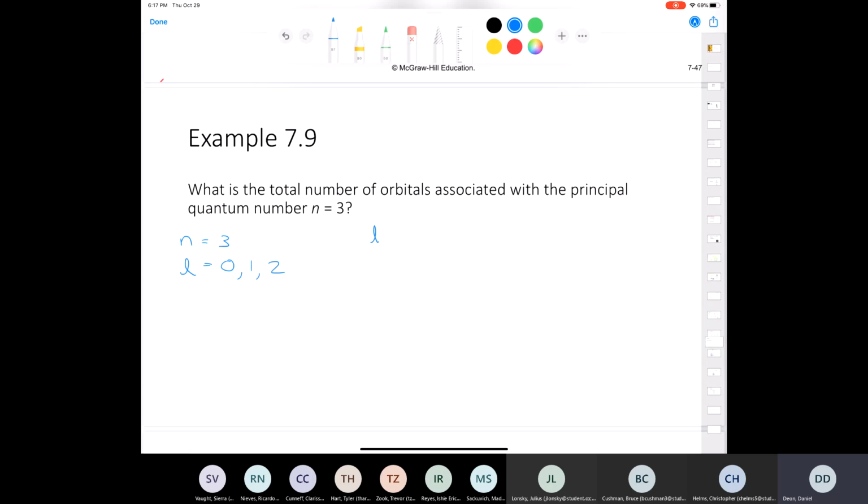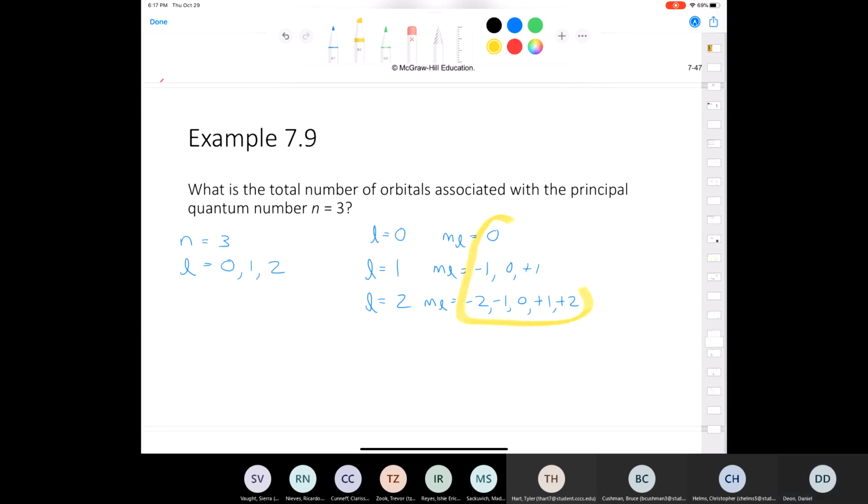If I have L equal to 0, what are my possible values of ML? My ML can be 0. If I have L equal to 1, what are my possible values of ML? -1, 0, and +1. If my L is equal to 2, what are my possible values of ML? -2, -1, 0, +1, and +2. Each ML value represents an orbital. Okay, how many are there?